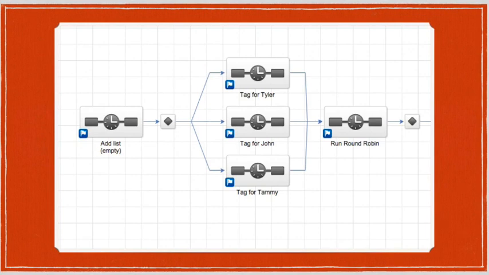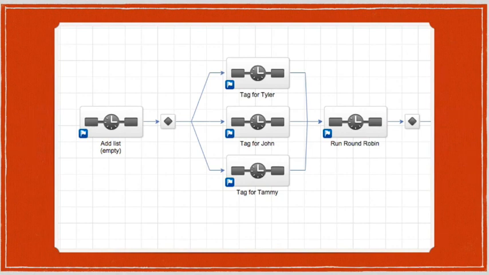So if you're already using the round robin feature, or for any other reason you might have assigned contacts to users so that those users could work those contacts, well, we're going to mess that up by running a round robin. And so before we mess that up, we want to document which contacts were assigned to Tyler, which ones were assigned to John, and which ones were assigned to Tammy, so that we can record that and then restore the original owners later.